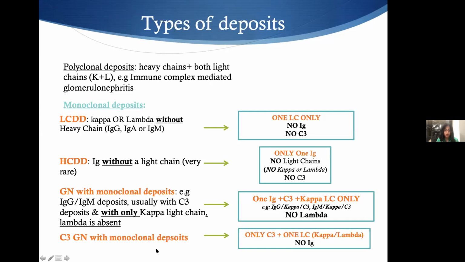And the fourth scenario is that we have no heavy chains at all, no immunoglobulins. We only have C3, like in C3 glomerulonephritis, and again with light chain restriction, either kappa or lambda. So this is a C3GN with monoclonal deposits. There is a fifth scenario, but really it's extremely rare. It's even more rare than the isolated heavy chain deposition disease, where you can have both. You can have light chain and heavy chain deposition disease, and this occurs only in a few diseases of the spectrum, as we're going to discuss. So these are the types of deposits, and all of this list is what we mean by monoclonal deposits.